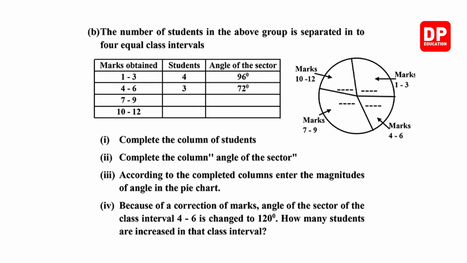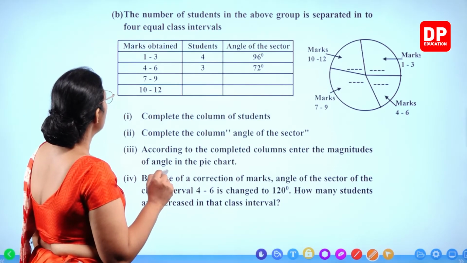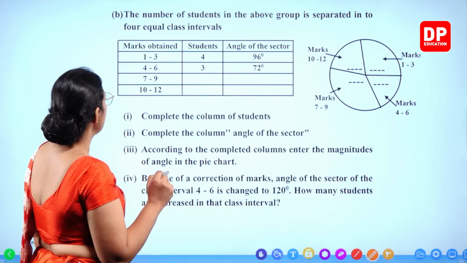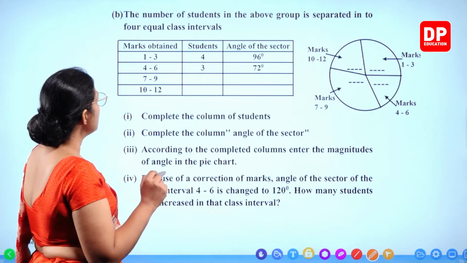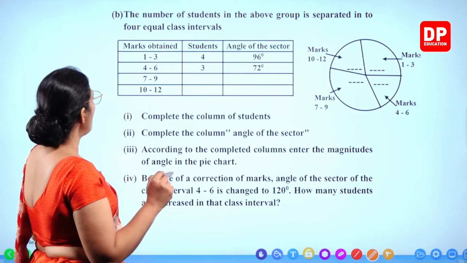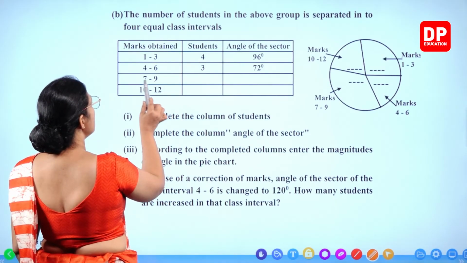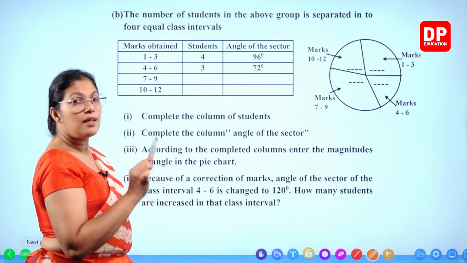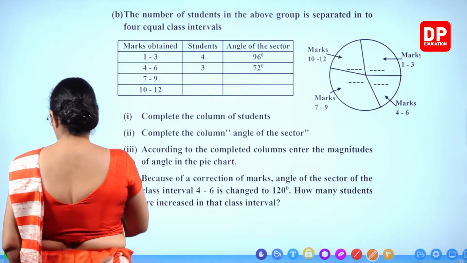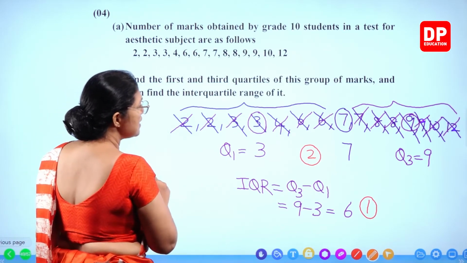Let's do part B. The number of students in the above group is separated into 4 equal class intervals. So you have given first 2 intervals. Complete the column of students. So you have to count how many students in between 7 to 9. So let's see from the data set.